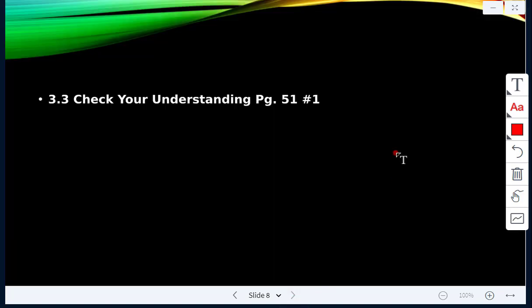All right, so we're going to stop here, and there are questions to do for 3.3. They're on page 51 in the textbook. Again, it's number 1, but it is broken down into A to E.